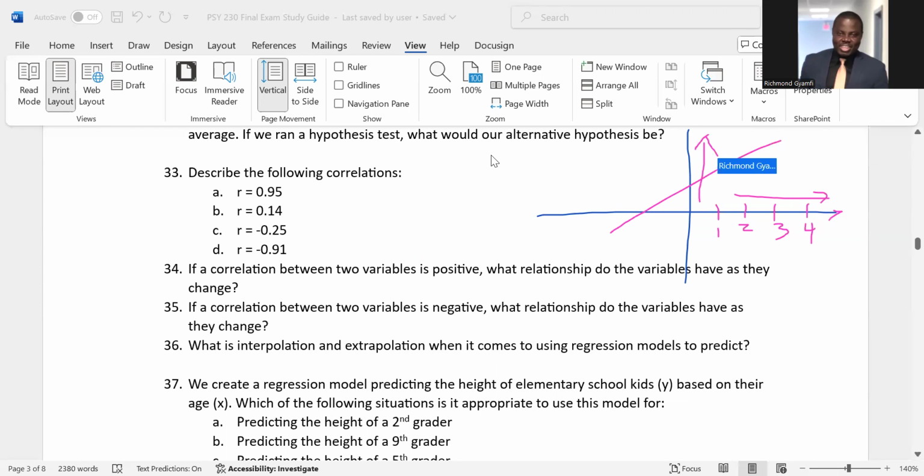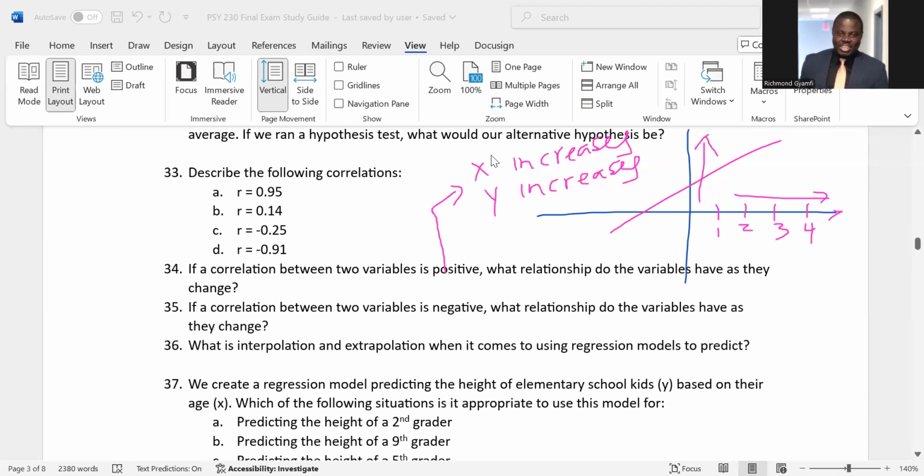So for a positive correlation, you're going to say that as X increases, Y increases. So both of them do the same thing. X increases, Y increases, which means that as X decreases, Y decreases. So both of them do the same thing.